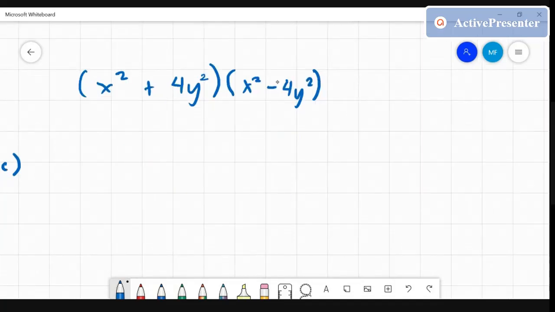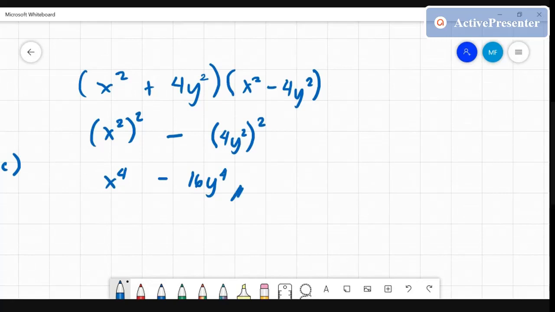For number 8, we have x squared plus 4y squared times the quantity of x squared minus 4y squared. So again, this is an example of multiplying two binomials, which is in conjugate pairs. So, the product of the conjugate pairs. So let us proceed. Square the first term, so x squared squared. Square the second term, 4y squared squared. Then put a minus sign between the two squared. Then let us express this. So we have x raised to the fourth power minus 16y to the fourth power. And this will be our final answer.